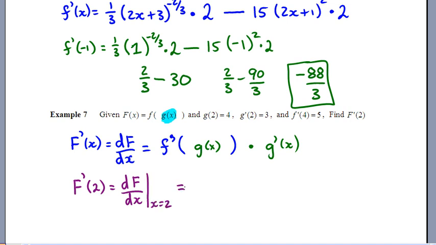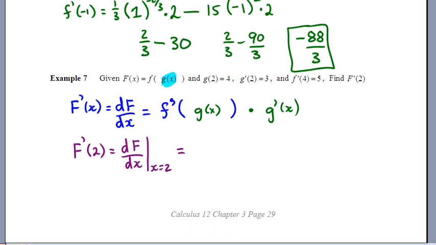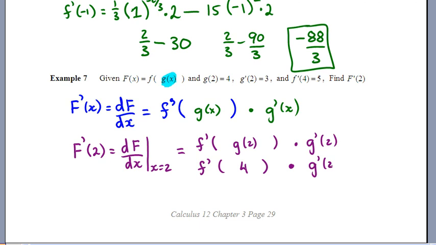Okay, time to put some 2's in here. We're going to have f prime of g of 2 times g prime of 2. Now it's time to start looking around for some help. G of 2 is 4, so this is like f prime of 4 times g prime of 2. F prime of 4 is 5. I'm glad they told me about that.